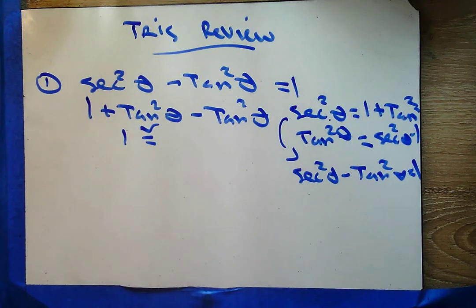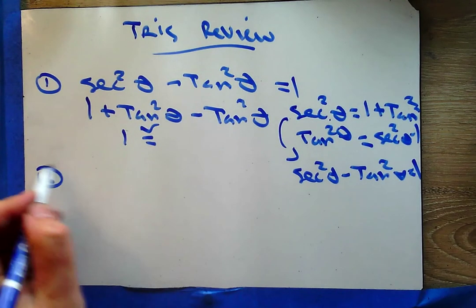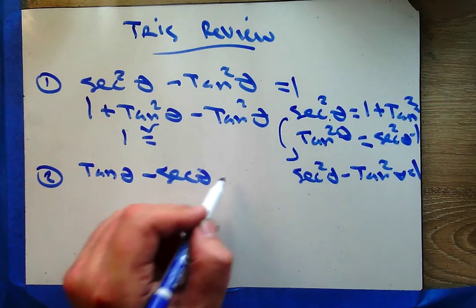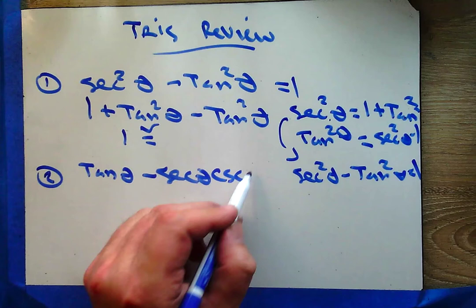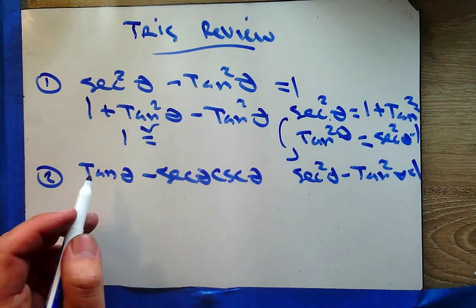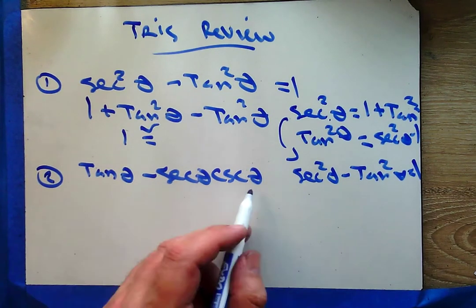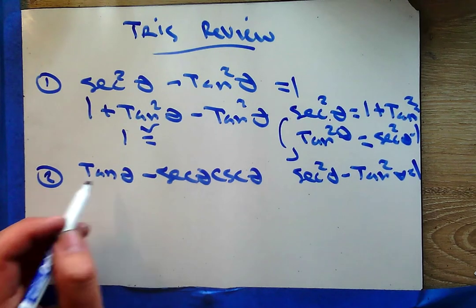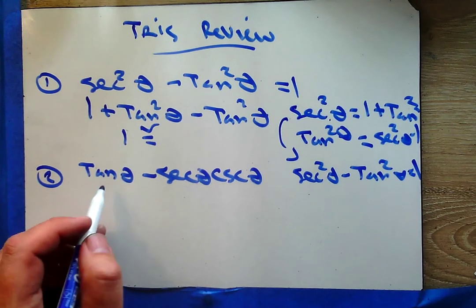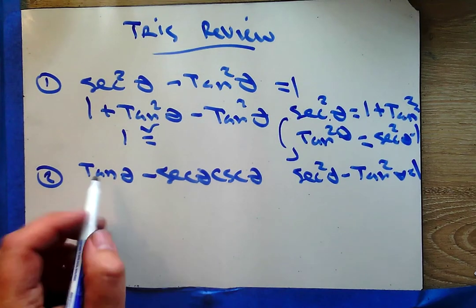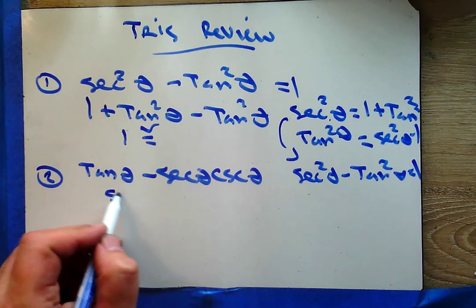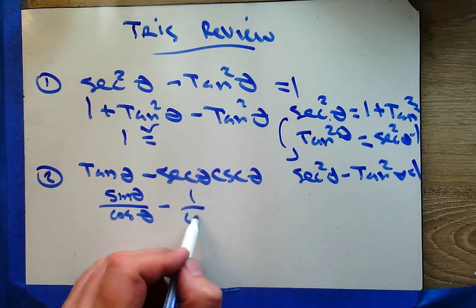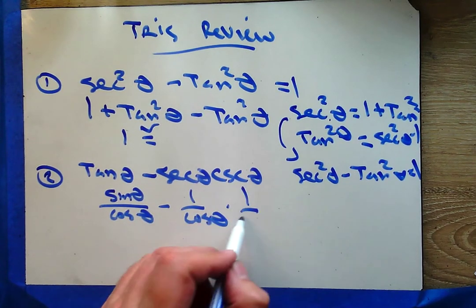Okay? Problem number 2. Tangent theta minus secant theta cosecant theta. Huh. Well, I think it's going to be really useful for me, since I don't know what tangent is in terms of secants and cosecants, to just rewrite everything in terms of sines and cosines. All right, so I'm going to have sine theta over cosine theta minus 1 over cosine theta times 1 over sine theta.